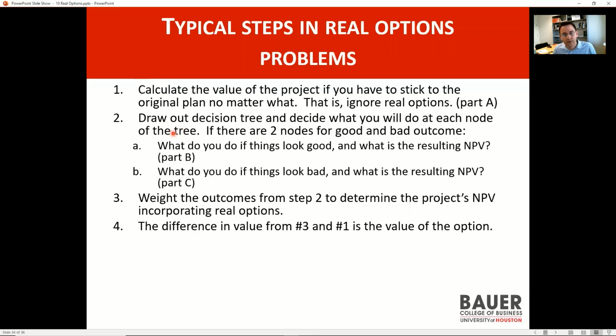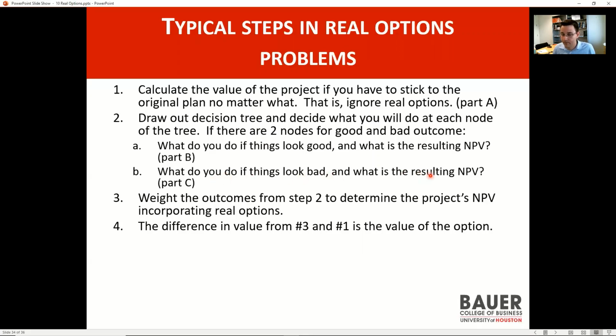Then we have to draw out the decision tree, right? We've introduced some uncertainty, and we know that we're going to make different decisions along different nodes of that tree. So you draw out the tree, and you figure out what you are going to do at each point in the tree. For example, in a typical exam problem, there are two nodes, a good or bad outcome. Part B of an exam problem would be, if things look good, what do you do? What action do you take, and what is the resulting NPV?